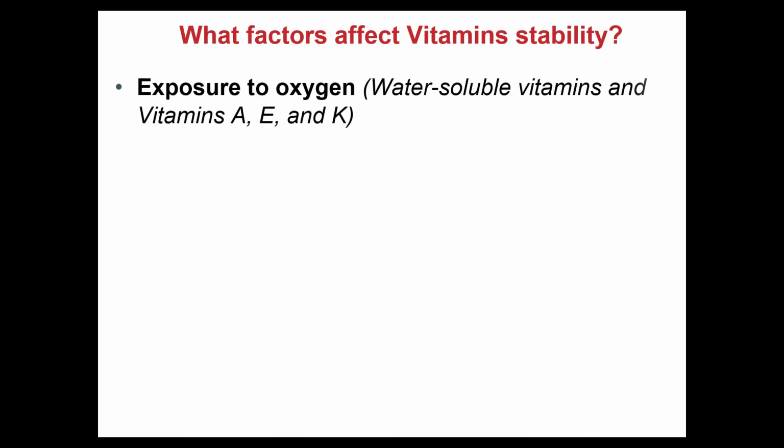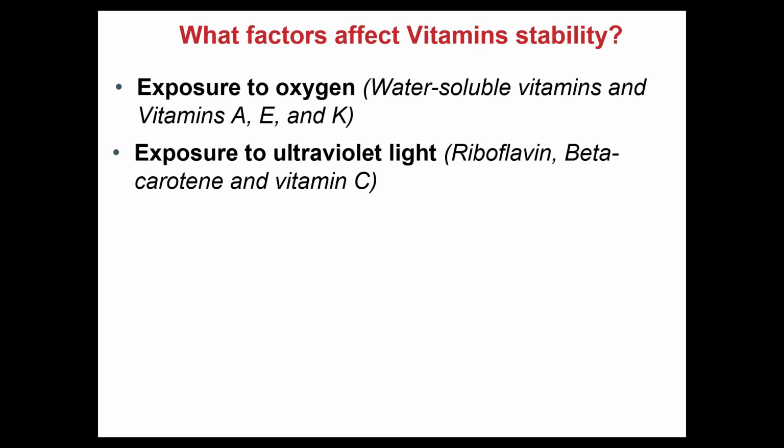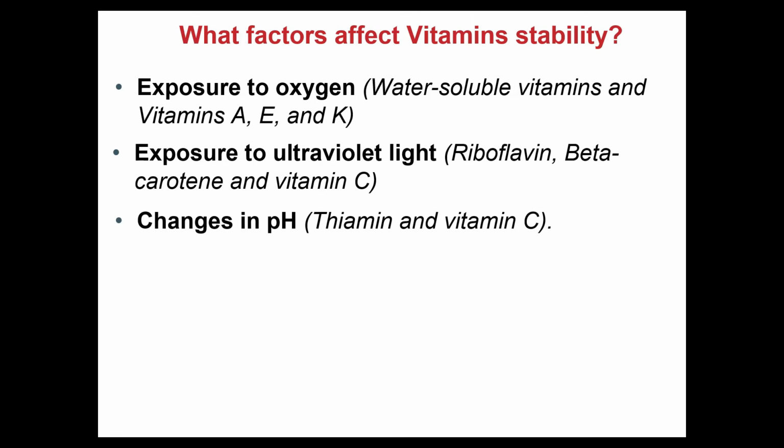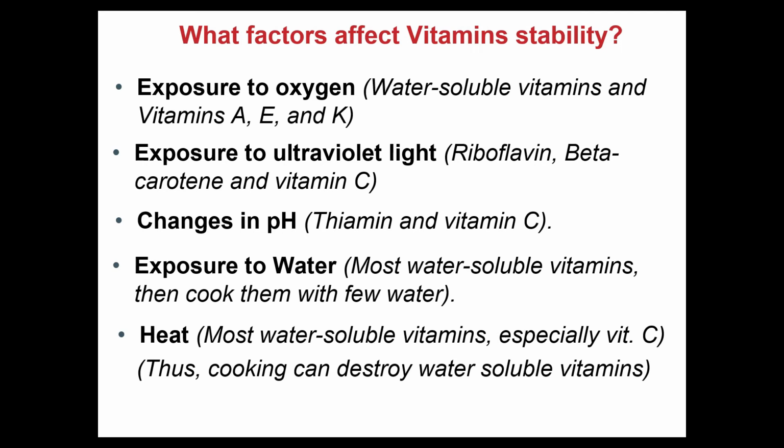Different factors, for example, exposure to oxygen, to ultraviolet light, changes in the pH, this means more acid or less acid, and also exposure to water and heat. This happens mainly with water-soluble vitamins. And in the case of heat, it affects mainly vitamin C.